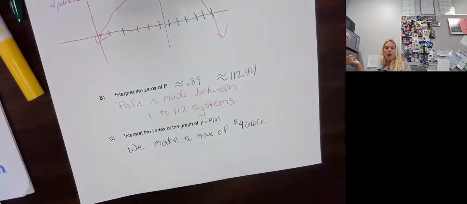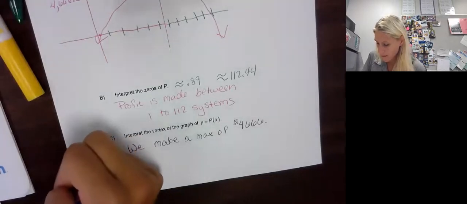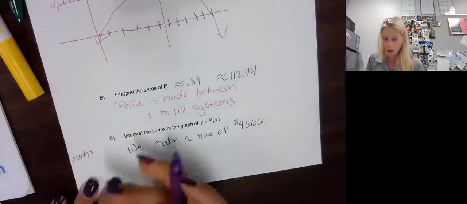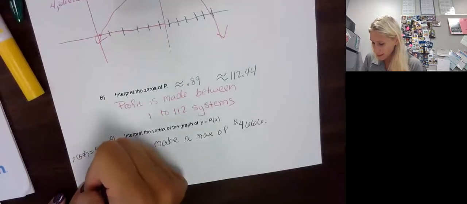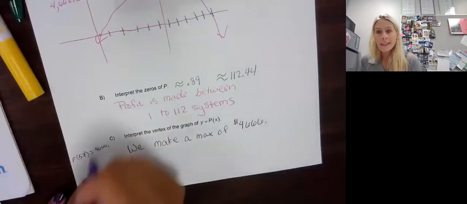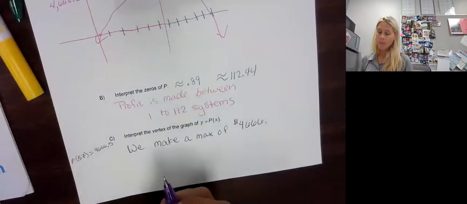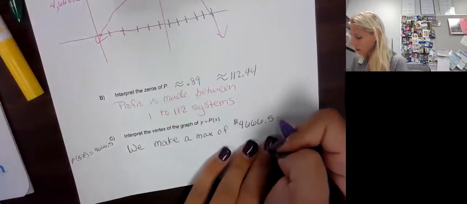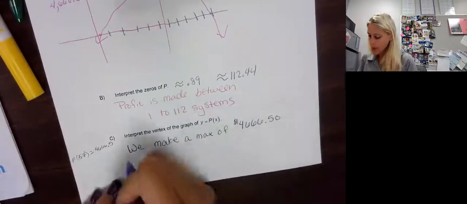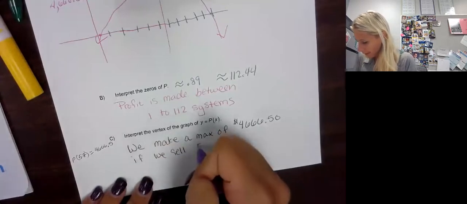Now, here's the thing, guys. Are we going to actually sell 56.7 consoles? No, we would sell 57, right? So if we plug 57 into our equation, it comes out to $4,666.50. Okay, so we're going to say that we sell 57, and then at max we make $4,666.50 if we sell 57 systems.